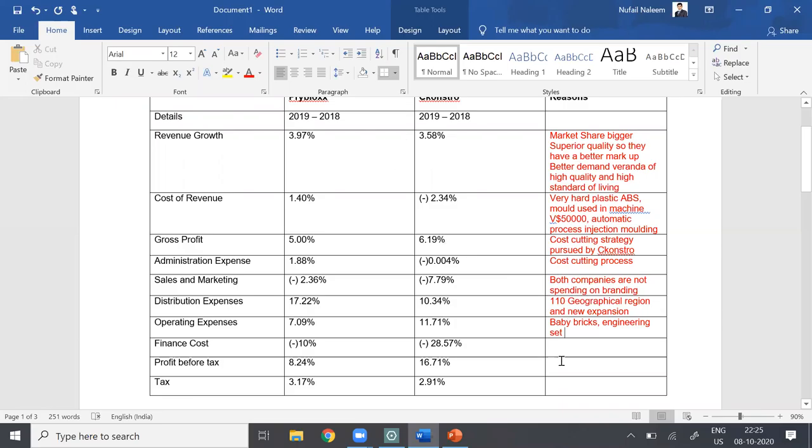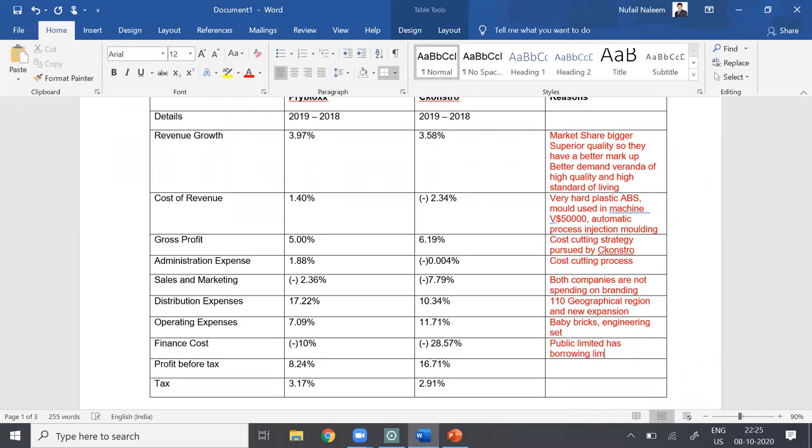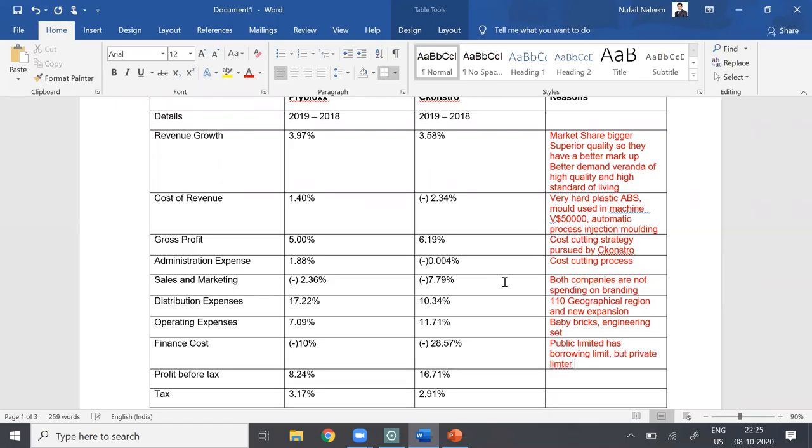And if you see finance cost, of course, we know. They only we will write down. Public limited company, because I'll just write that point. We did that analysis, students. Can you remember? Public limited company has borrowing limits. Borrowing limit is there, because shareholders will get angry if you take a lot of money from borrowing. Their dividends will become less. But private limited has no limit at all.